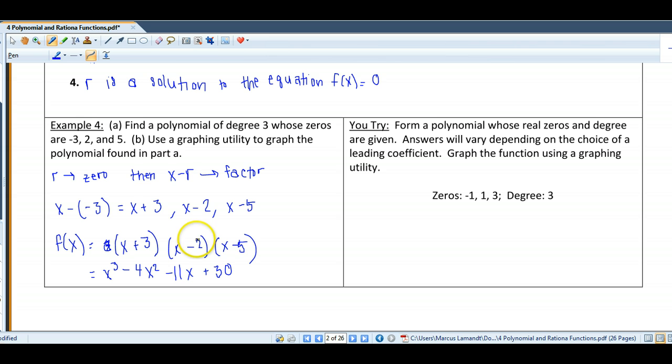Okay? If you graph it, you guys all have graphing calculators. It looks something like this. This really isn't such a great sketch, but on your calculators, hopefully you can see that it hits at -3, 2, and 5. Now the 2 and the 5 look too close together, but -3, 2, and 5 are the zeros, so that's where the graph hits the x-axis. I'll let you guys try the u-try.